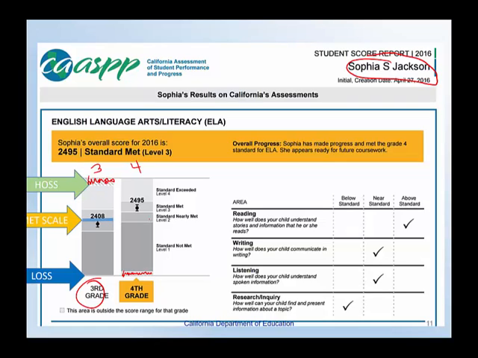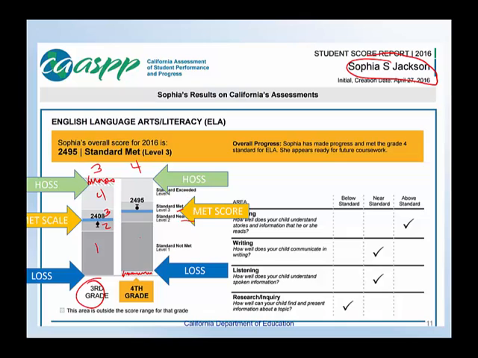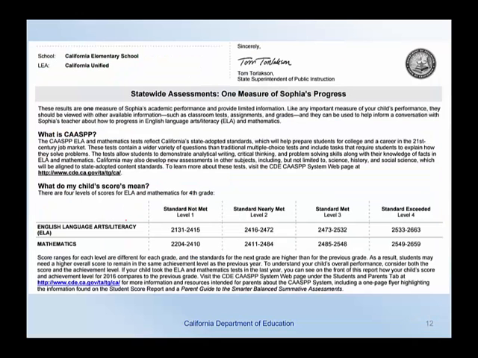There's the MET scale score. That blue line is the difference between, let's say, level 1, 2. It's the difference between level 2 and level 3 scores, the distance from standard nearly met to standard met. Over here on the right is fourth grade. There's the LOS, and the HOS for fourth grade. There's the MET scale score, there's the blue line, and again, here's level 1, level 2, level 3, level 4. Everything is based on level 3 scores. So you can almost think of this as a 0 on the number line. Scores above it are positive, scores below it are negative.